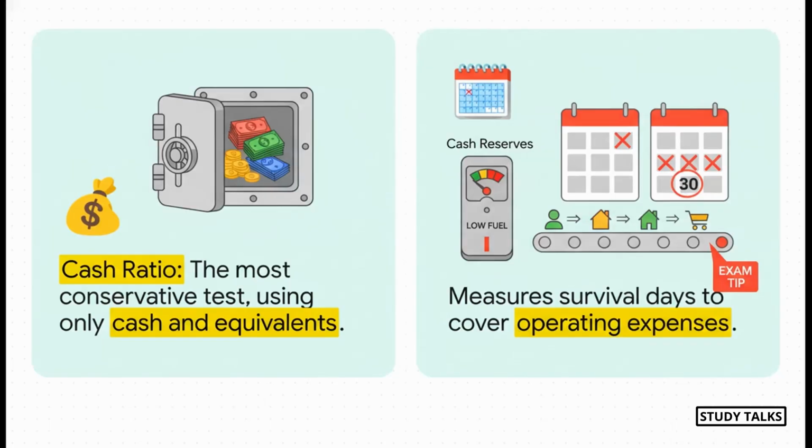Now, the cash ratio is the most conservative test of all. It only looks at pure cash and things that are basically cash. The basic defense interval, on the other hand, answers a more dramatic question. If all your revenues suddenly stopped today, for how many days could the company keep paying its bills? It's a very practical way to measure a company's immediate toughness.